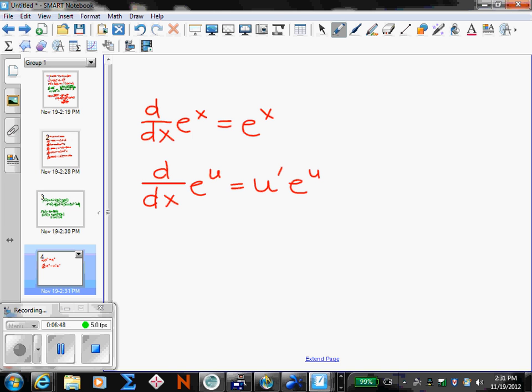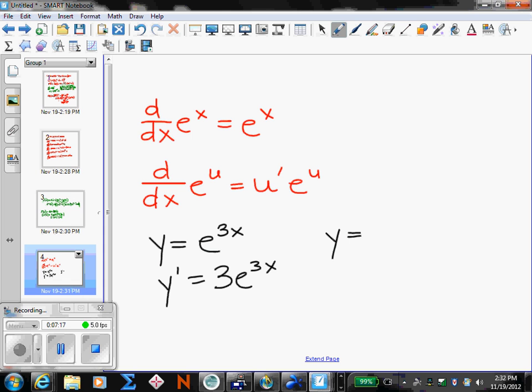Do you see a common theme here? If your function is something other than just x, you multiply it by the derivative of that term. So, for example, in this case, if my function is y equals e to the 3x, the derivative will be 3e to the 3x.